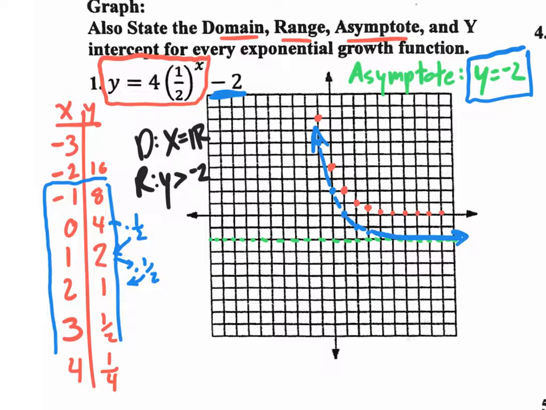Y intercept. Okay, so for the y intercept, we need to see where the blue line crosses the y axis, which is at this coordinate right here. So that's the coordinate 0, 2. So the y intercept, y int, is the coordinate 0, 2. Our blue line crosses the y axis at the coordinate 0, 2. Right here. And that's about it. That's all there is to say about this exponential decay function.